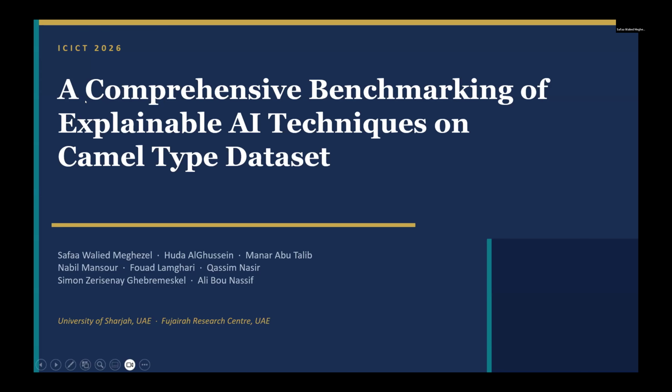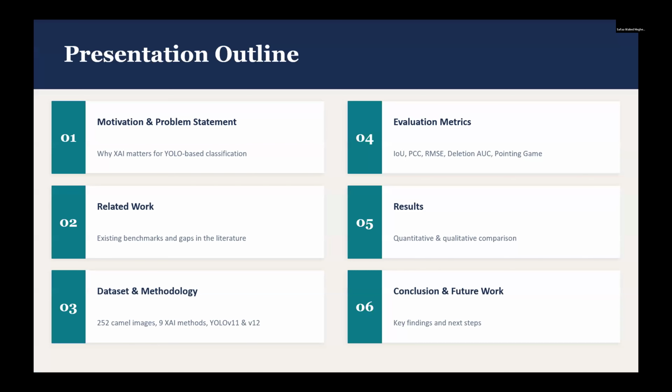I will be discussing today our comprehensive benchmark of explainable AI techniques on a camel-type dataset. This is the outline. We will first discuss the motivation and the problem statement: why did we conduct the study? Then the previous related work, our dataset and methodology, the evaluation metrics we use, and the results, then the conclusion.